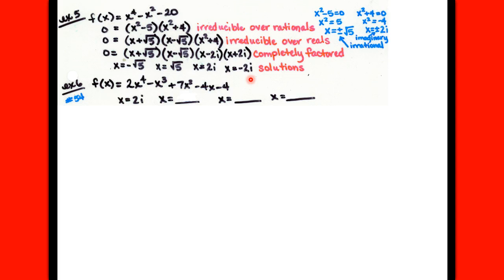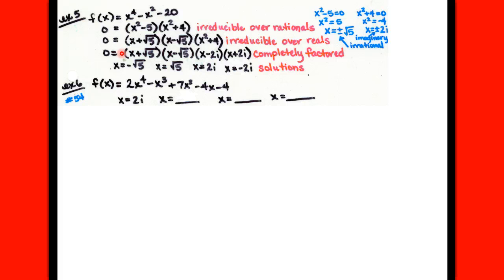And I could go back and write them in their factor form like we were doing a second ago by just setting them equal to 0. So add this square root of 5 to the other side. Subtract this square root of 5 to the other side. Subtract this 2i to the other side. Add this 2i to the other side. So here's its factor form.